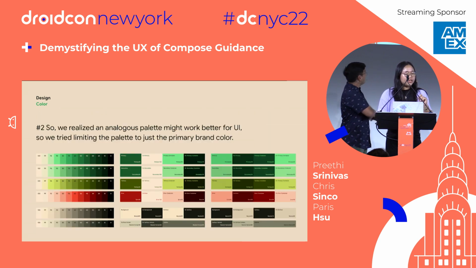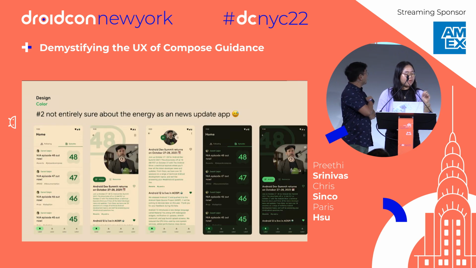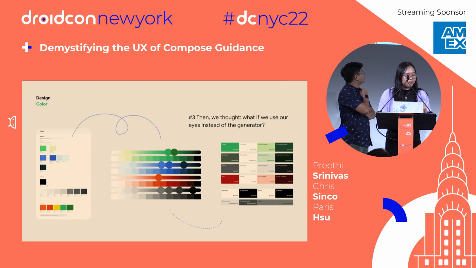So then the second idea that we had is, what if we just take the green and put it into that tool and limit the palette to that primary brand color. Once we did that, this is actually what shows up. We're not entirely sure about the energy. You can see that it has a little bit of yellow in the background color. And as part of the critique, it also wasn't what spoke Android.